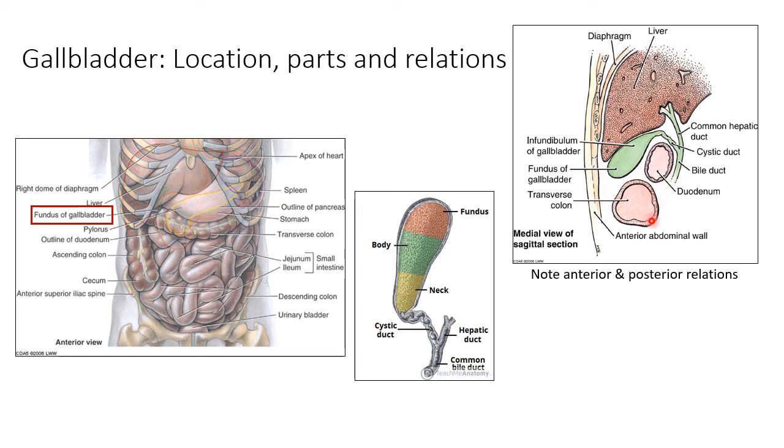Posterior-inferiorly, there are two important relations, and that includes this and that. So it's the duodenum and the transverse colon. So this is the duodenum, and that's the transverse colon. They are related to the gallbladder posteriorly and inferiorly. And this has an important clinical application that you will see in the next slides, inshallah.